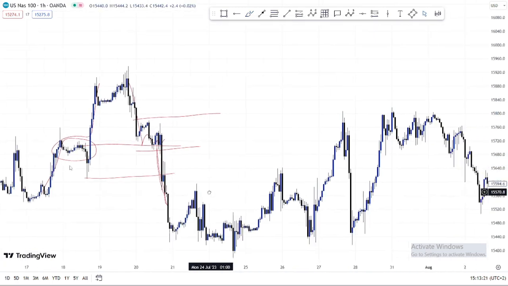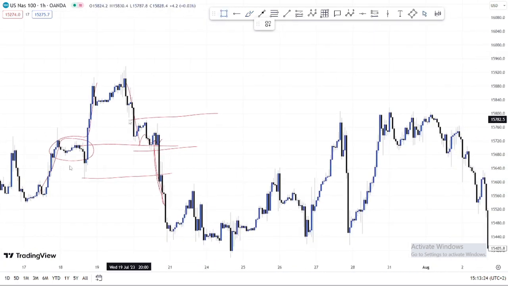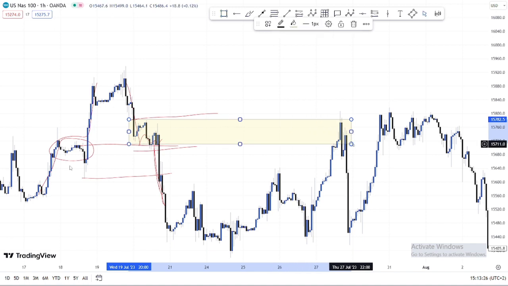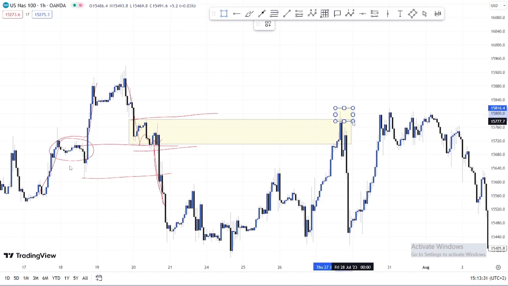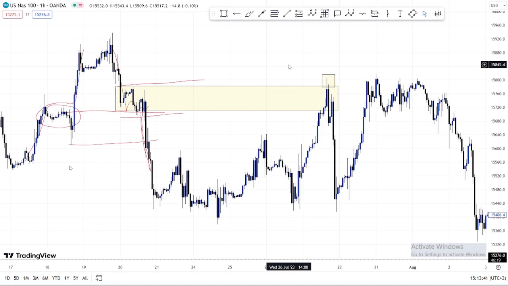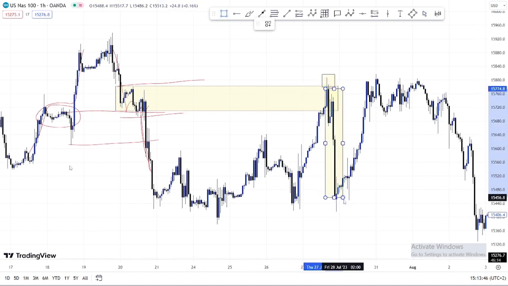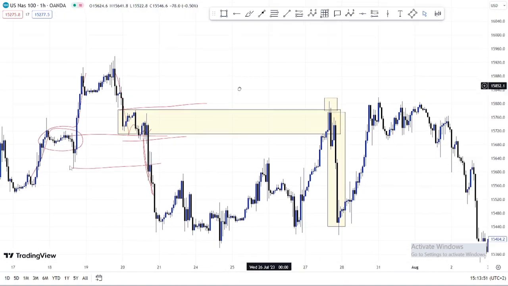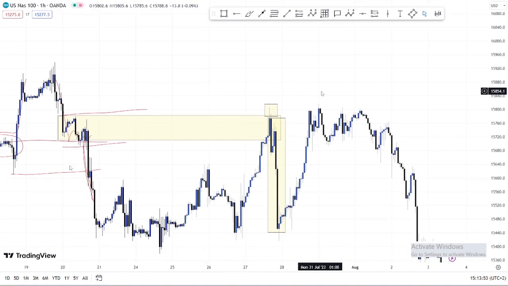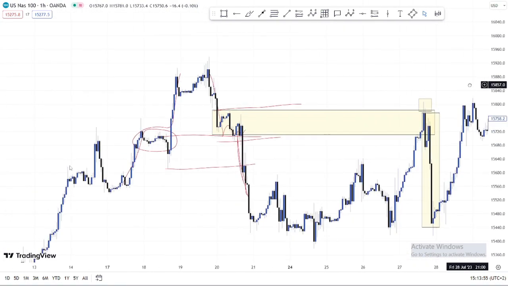If you go to your left, you can see that the market came back to retest this. You can see these two wicks spiked out, but the bodies did not break. Then immediately after that happened, the market strongly pushed down. So that, ladies and gentlemen, is how you can trade the market using demand and supply.